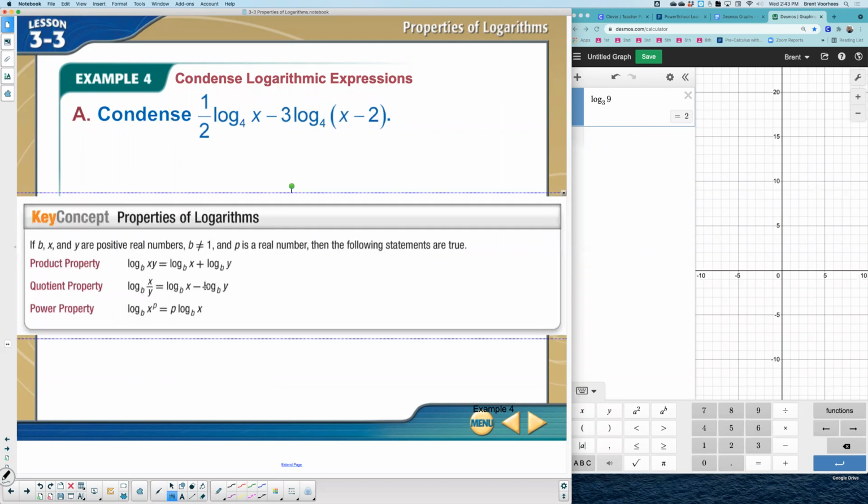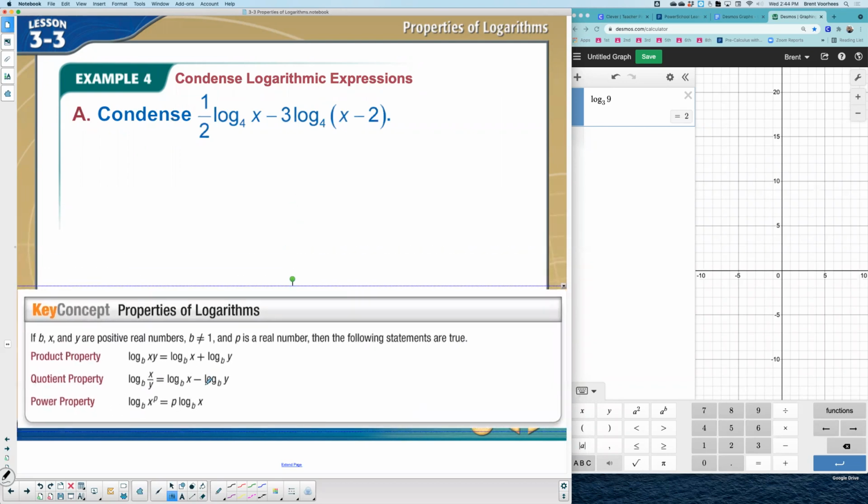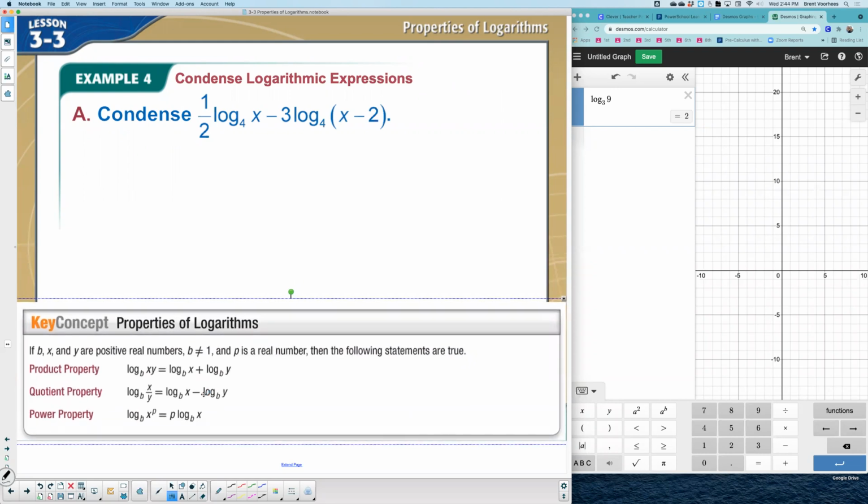So here are our rules. Remember how I told you simplify can come at any step. When you expand, you do product and quotient first, power second. Well, when you condense, you go opposite. This time we're going to look to see, can I first create a power? And then secondly, can I turn it into a quotient or a product? So that's the order we're going to do this problem. When we condense, we go backwards.